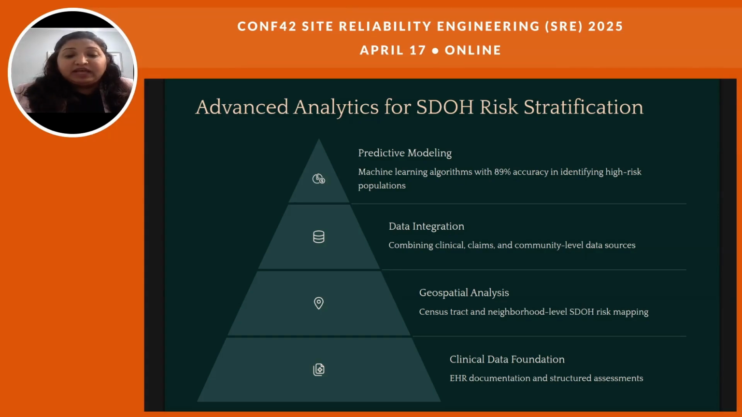Advanced analytics enable healthcare organizations to move beyond reactive approaches to proactive identification of social needs. There are multidimensional data sources that providers can use to prioritize outreach to patients. Let's look at what they are. One, predictive modeling. Machine learning algorithms today provide 89% accuracy in identifying high-risk populations. Integrating data by combining clinical, claims, and community-level data sources is an important factor. Geospatial analysis. How do we track census tract data? Neighborhood-level SDOH risk mapping.